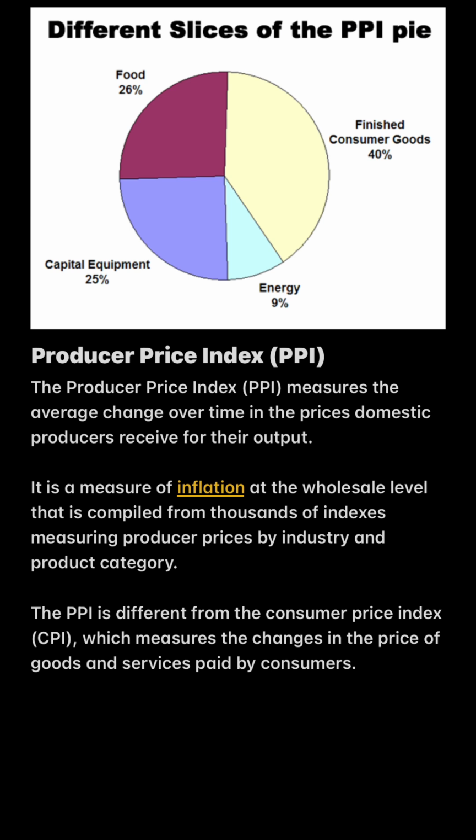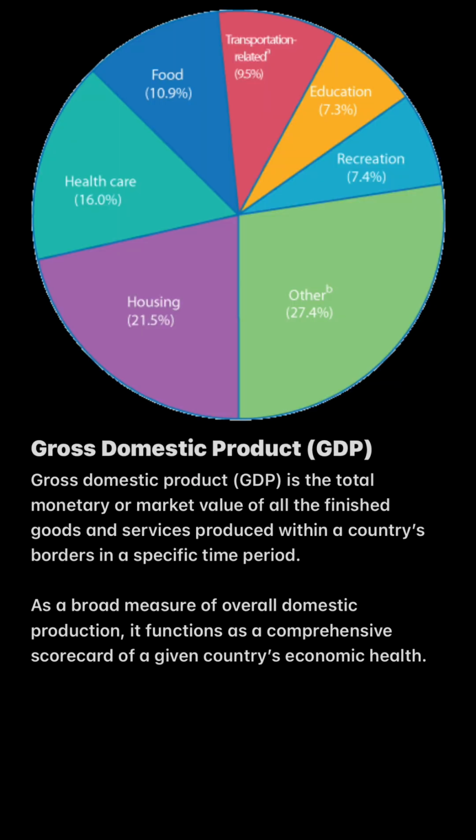And the big ones when we're talking about PPI that we pay attention to are finished consumer goods, energy, capital equipment, and food. Now, the big one, gross domestic product. This is the one that all the presidents talk about when they're going into election periods. This is the GDP, and it's the total monetary and market value of all finished goods and services produced within a country's borders in a specific time period.